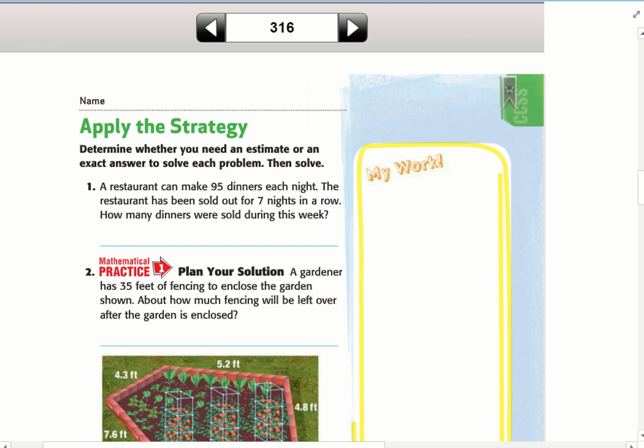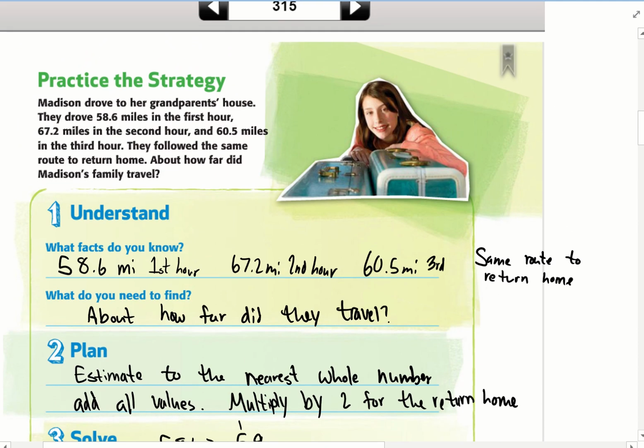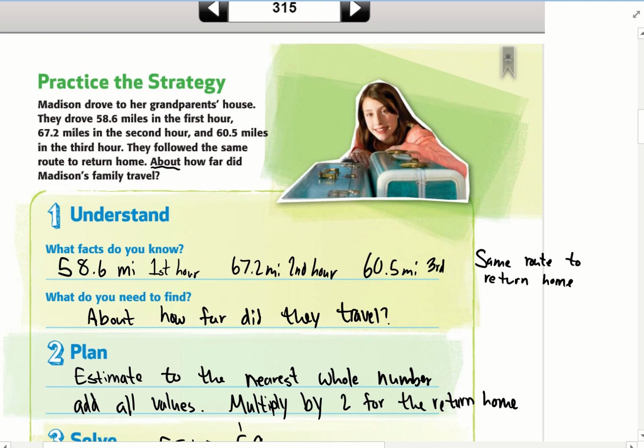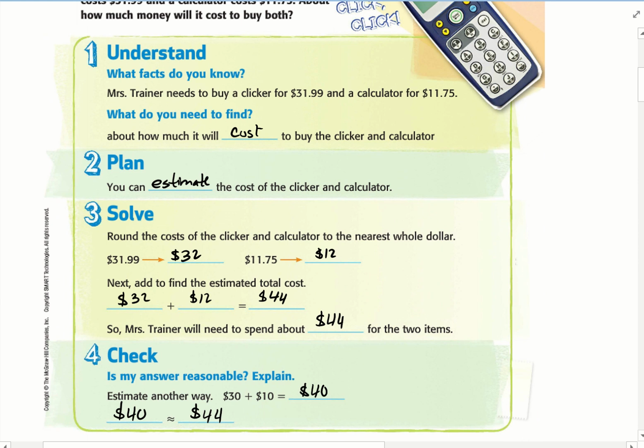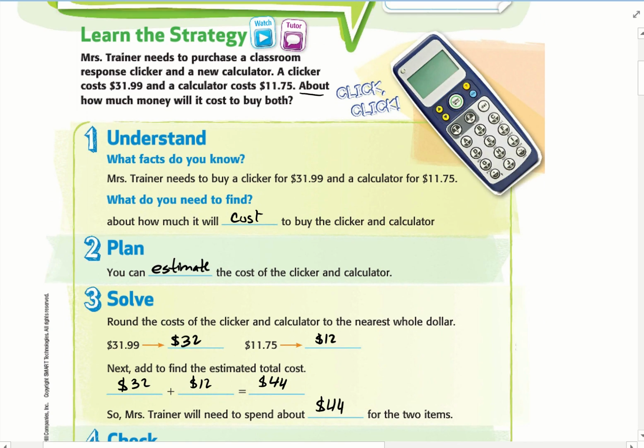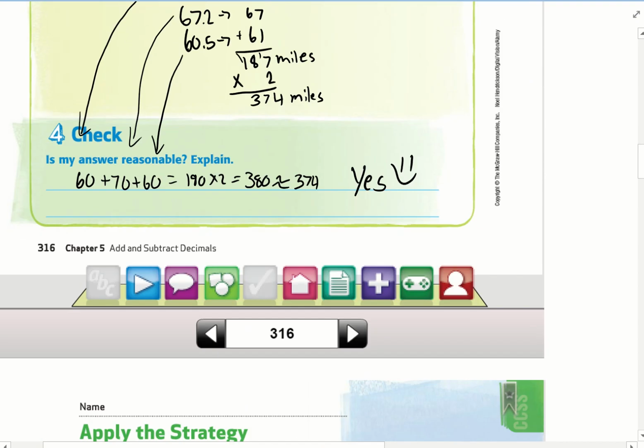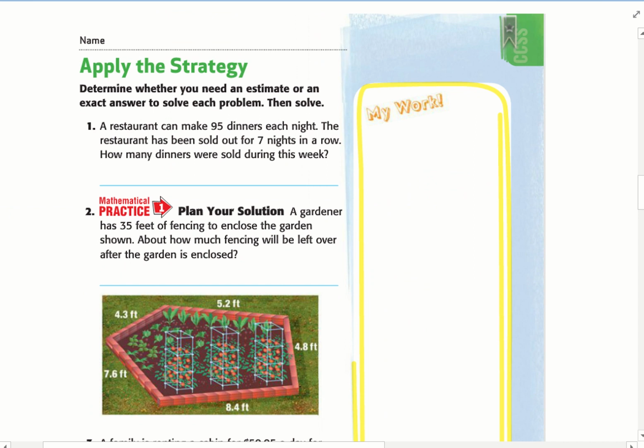But just remember the main thing: when it says about, that means it's an estimated answer, and both of these said about how much. If it doesn't say about, then more than likely it's going to want an exact answer.